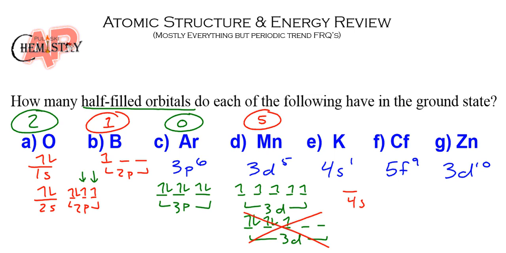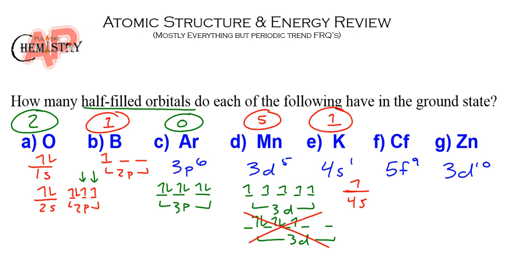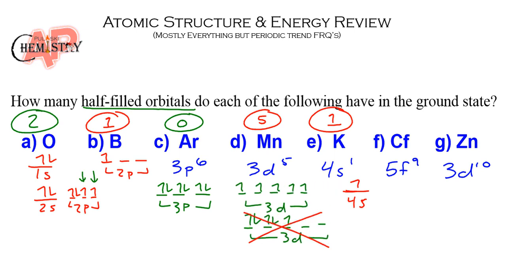Potassium, pretty straightforward. There is one of them there. We will skip Cf for a moment, go to Zn. Going back to my D's right here, if I take this and I fill up another 5, this should also be 0 because D's are full. So the tricky one is actually Cf, 5f9.